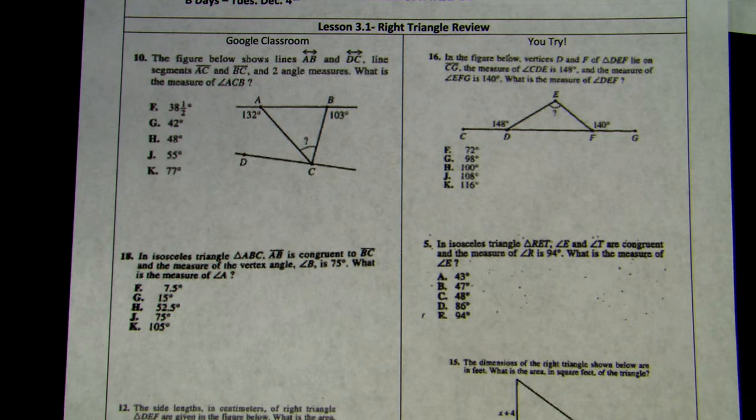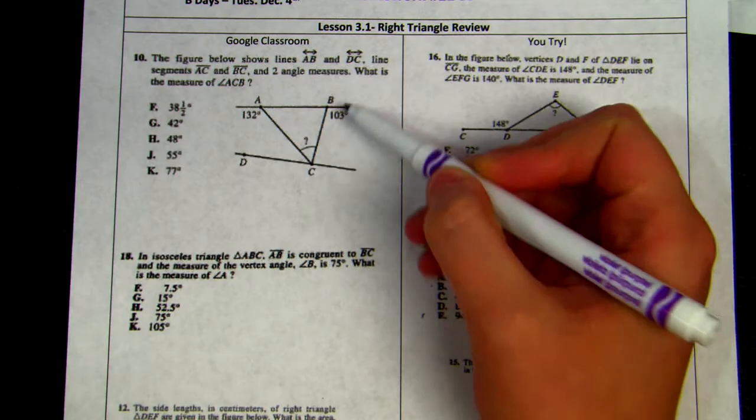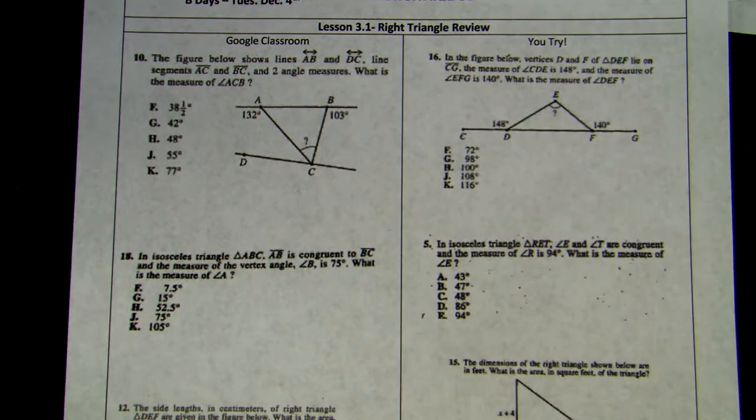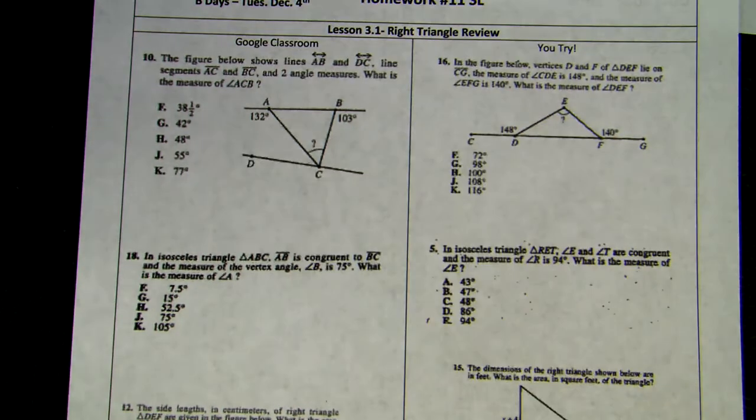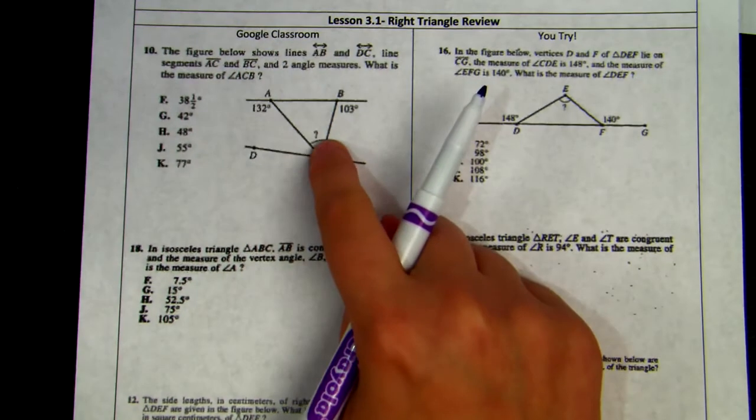The figure below shows lines AB and DC, line segments AC and BC, and two angle measures. What is the measure of angle ACB? The good thing about the ACT is a lot of times they'll provide you with a labeled diagram, which is awesome. So now we just have to find this angle.